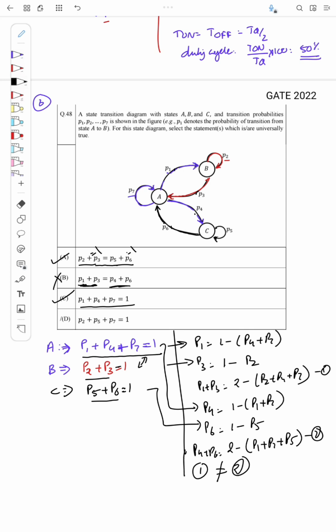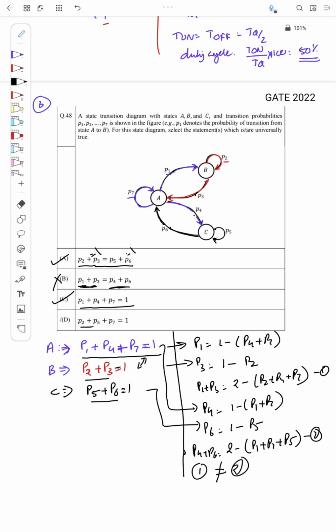Okay, similarly we can try for P2 plus P5 plus P7 also. So this will also be wrong. If we check this relation, that won't be equal to 1. So only the options A and C are correct, right? Thank you.